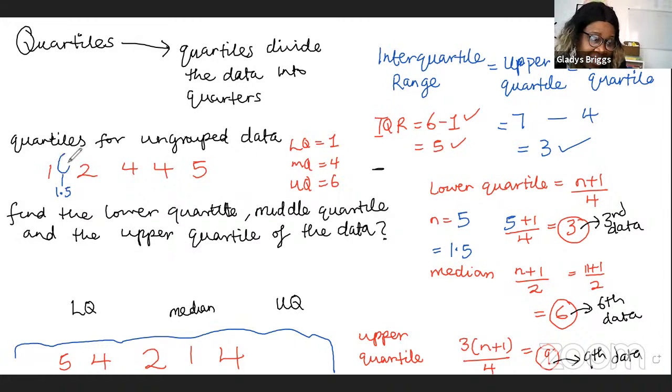So it's in here, lower quartile. And then the median is 5 plus 1 over 2, which is 6 over 2, which is 3, the third data. So this is the median. Yeah, the median is 4.